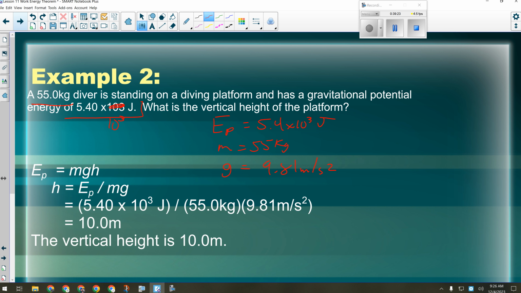If this formula calculates potential energy, can I manipulate it for h? Yeah, I just have to take mg and divide it over to the other side, right? If I'm multiplying all three things, it's an easy formula to manipulate. Just divide the other two over, and I'll have 5,400 joules divided by, in brackets on the bottom, those two numbers, and that will tell me that that person is standing on the 10-meter diving platform. Pretty straightforward.